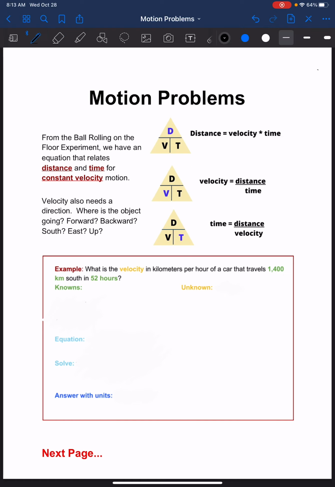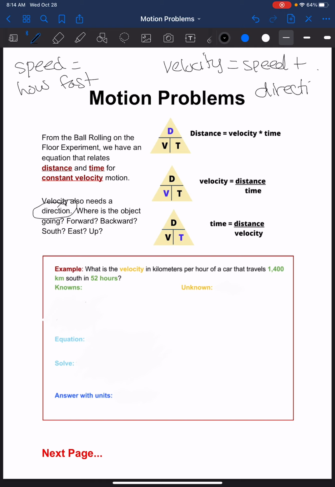All right. So let's work through our practice problem. Oh, before we do our practice problem, do remember that velocity always needs a direction. That's what separates velocity from speed. Remember, speed is how fast an object is moving. Velocity is just speed plus a direction. Okay? All right. So, example problem.